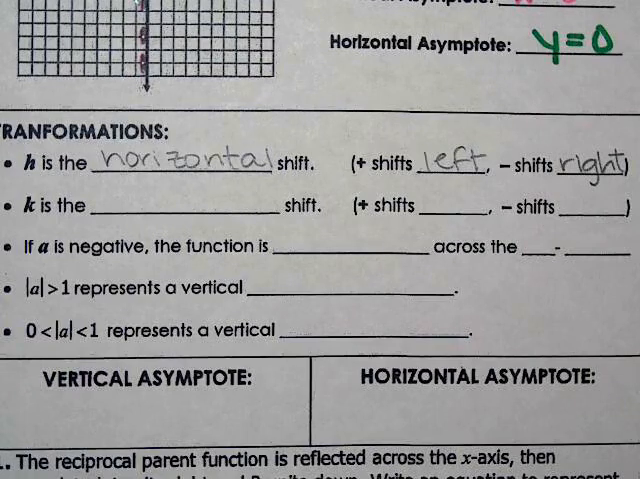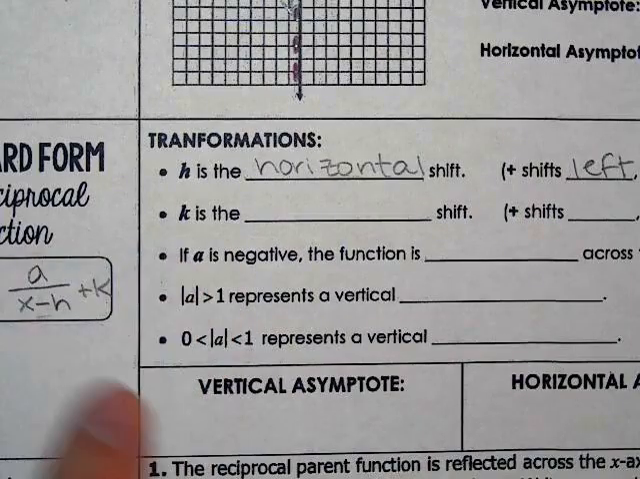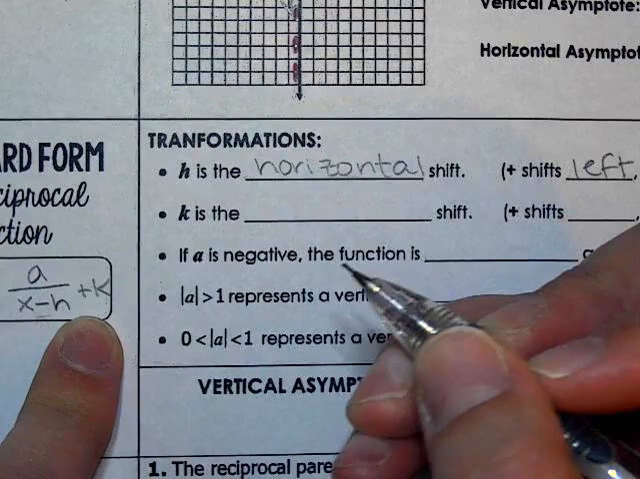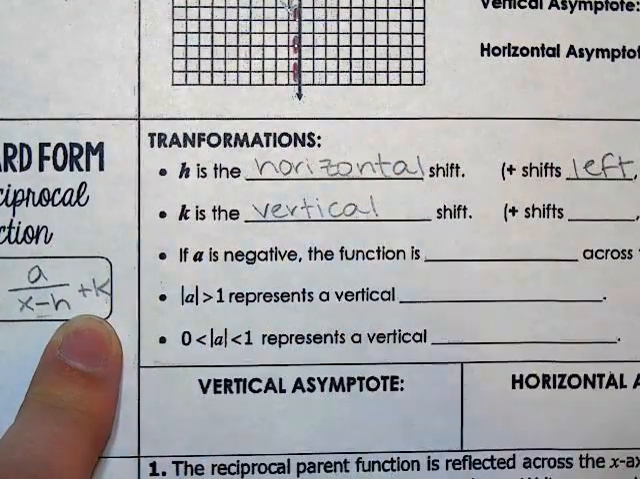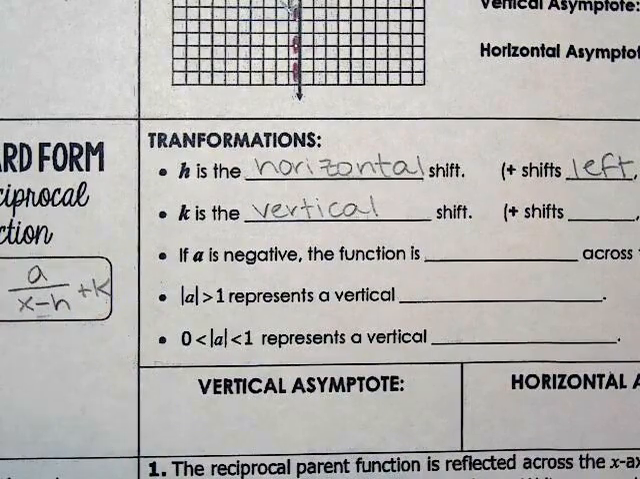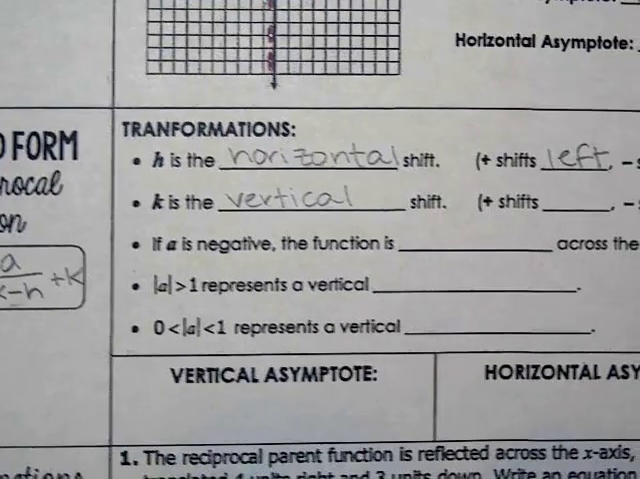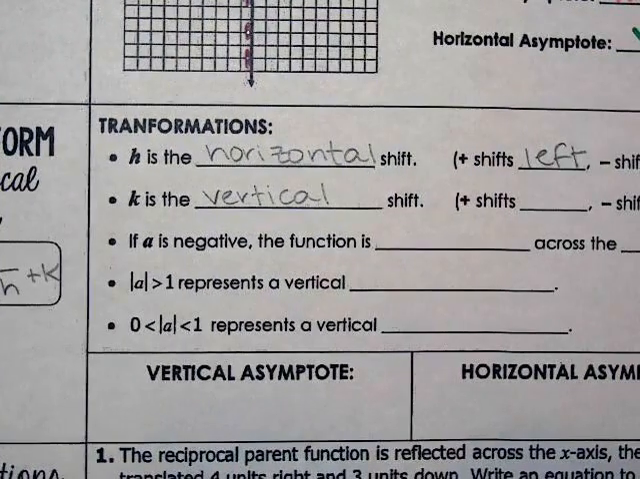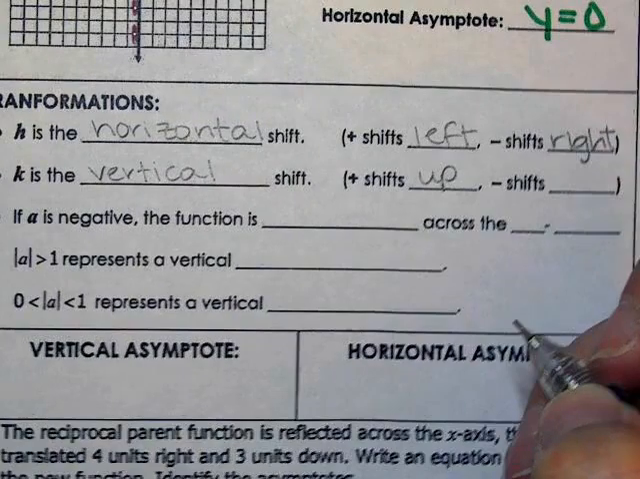What does the K do? The number on the end. K is a vertical shift. Plus shifts up and a minus shifts down. Okay.